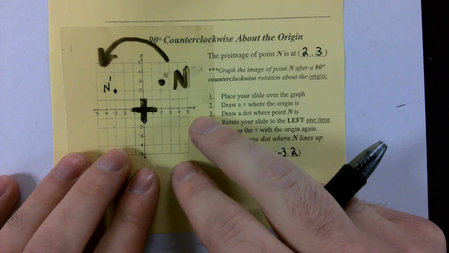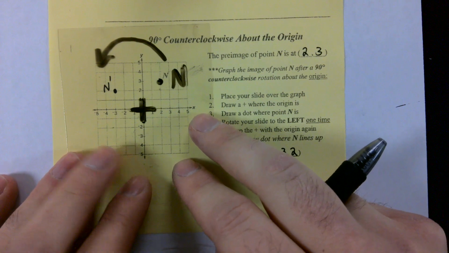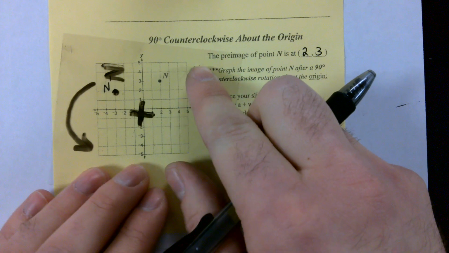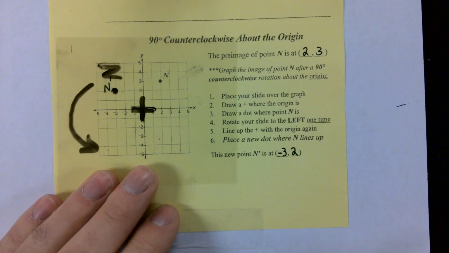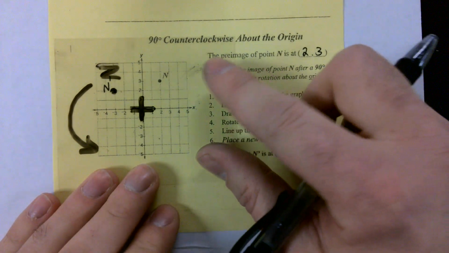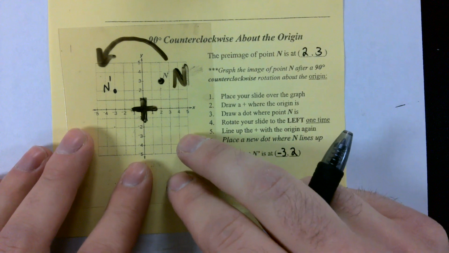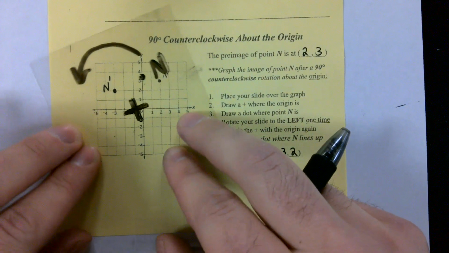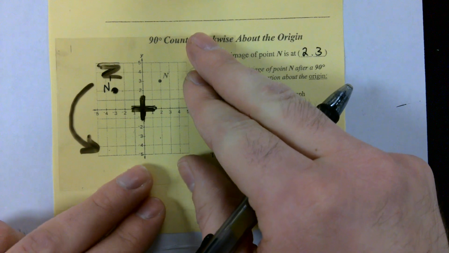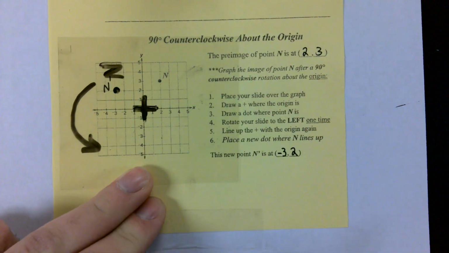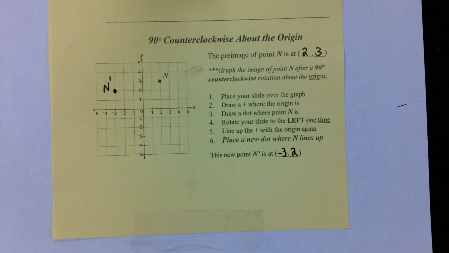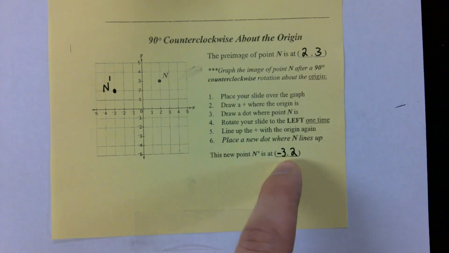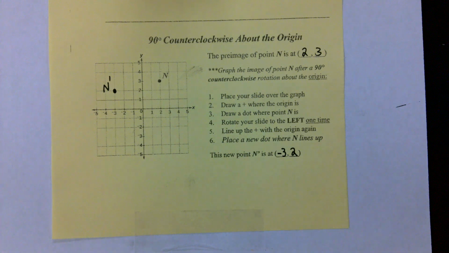So here's where we started with our pre-image. We turned over once to the left, counterclockwise. And right there is where we end up. There's where we start. We turn one space to the left, line that plus back up, and there's N prime right there. Once again, take note of how our numbers flipped around, and one of our signs actually flipped around here too. Interesting.